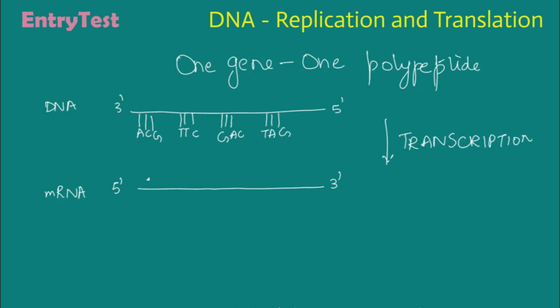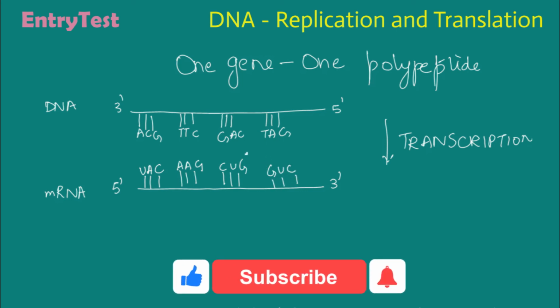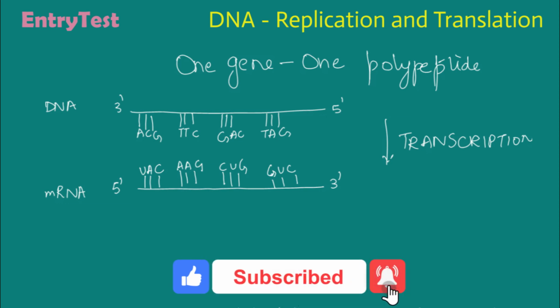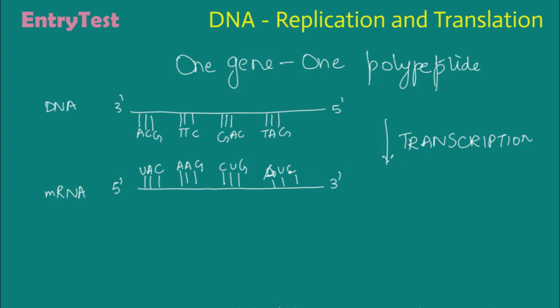So over here you are going to have UAC complementary to ACG, AAG, CUG, because remember we are using U for A, now the RNA is being created, and finally AUC over here. So that is being created over here. Now these are the different codons, and through the process of translation, a polypeptide will be created.